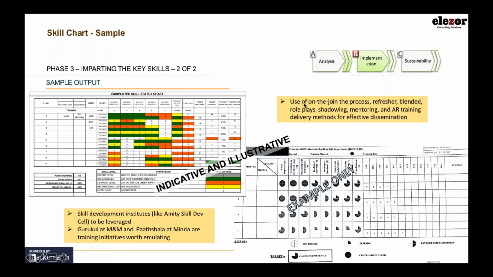These are the kinds of non on-the-job trainings that you can provide, for example refresher trainings, blended trainings, role plays, shadowing, mentoring, and augmented reality training methods and delivery methods, which can be used for effective dissemination of training. And there are skill development institutes like MIT Skill Development Cell which can be leveraged. These institutes are certified by NSDC, the National Skills Development Corporation.